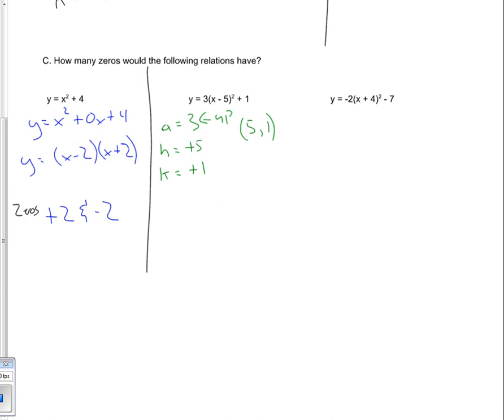So if I quickly draw that, this is my parabola, okay, I know that in this particular instance, my vertex is going to be somewhere over here, and because the A value is positive, it's going to open up. So therefore, I actually have no zeros at all. So this particular relationship has no zeros.